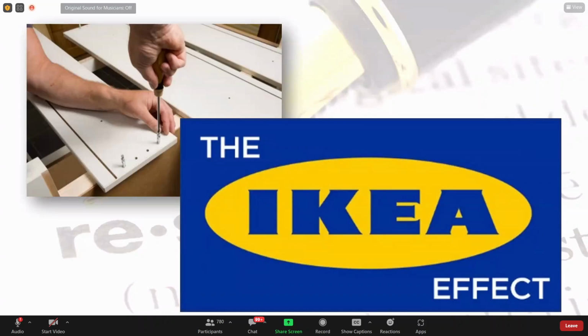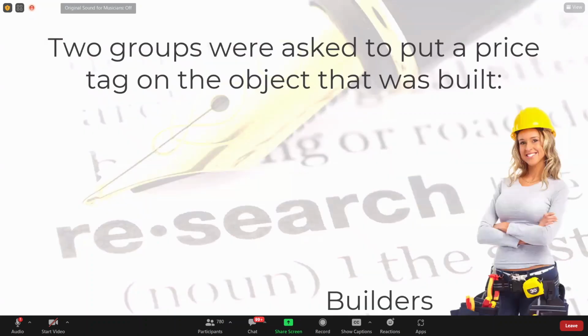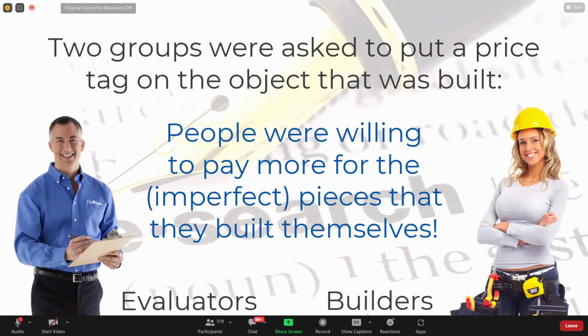They had two groups of people who were essentially asked to come in and put a price tag on the object that was built. First were the builders, the people who came in, built the thing, and they were asked, what do you think this thing should cost? Put a price tag on it. Then they took those people out of the room, and they had strangers come in, and they were asked, what do you think this thing that already is there should cost? What should the price be? Those were the evaluators. Now, here's what the research found. People were willing to pay more for the pieces they built themselves. In a variation of this study that I found fascinating, they had stuff built by two different groups of people.